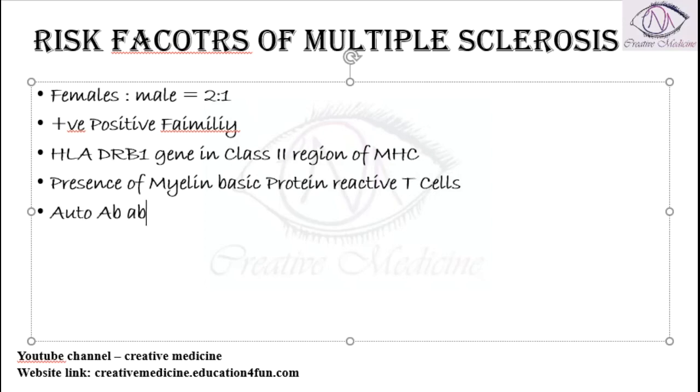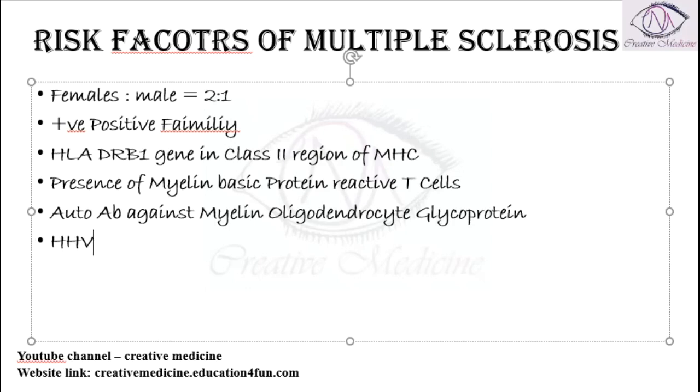Autoantibodies are also present against the myelin oligodendrocyte glycoprotein. So antibodies are present against the myelin oligodendrocyte glycoprotein antigen. And then we have HHV type 6 associated with it, and Chlamydia pneumoniae can also be associated with multiple sclerosis.